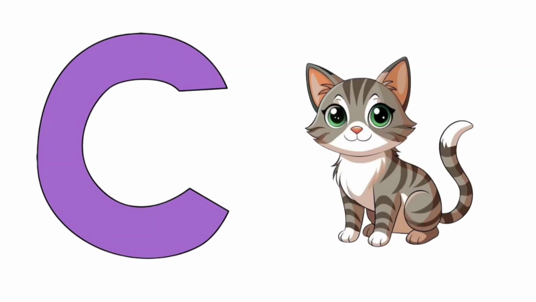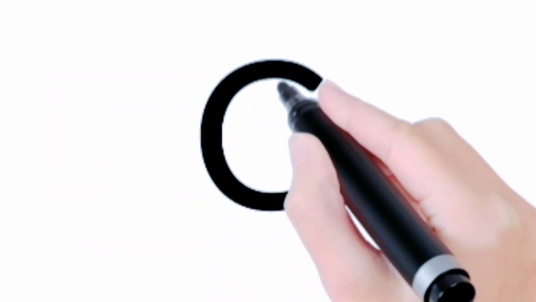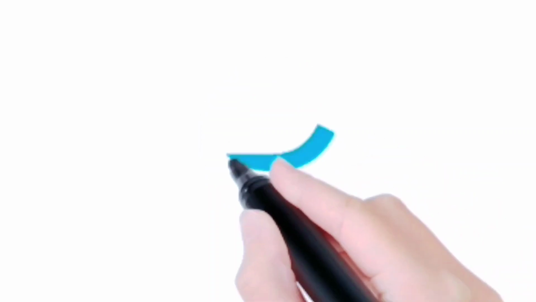Let's say together C for cat. Now kids, try to write C in your notebook. Very good. Now look at this letter. This is the letter D.